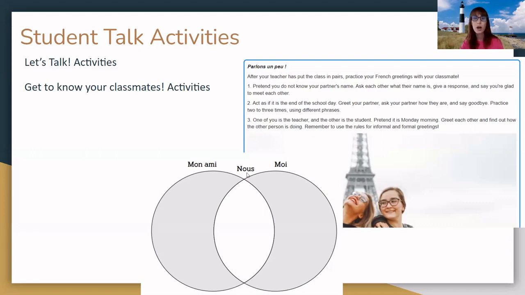This one over here was taken from an activity where students are going to compare themselves to a partner and then fill in this Venn diagram. How is their partner different from them? How are they different from their partner? And what do the two of them have in common? So a really great way to take vocabulary and grammar that they know and get to know their classmates and start to build community that way.